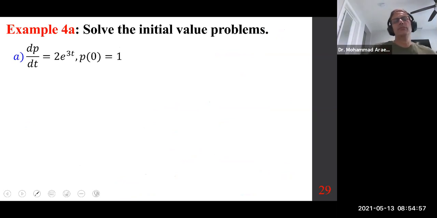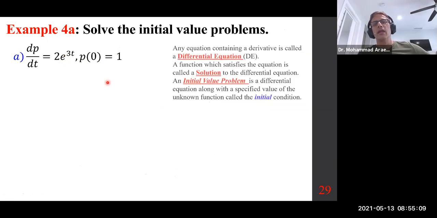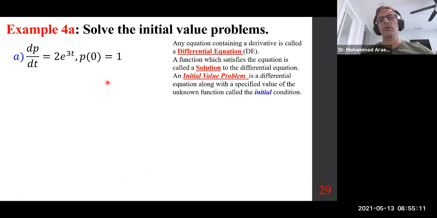Initial value problem. Basically, we are doing the same thing as before with an added bonus of a pair. So for now, we're going to ignore that, see how that works, and then I'm going to add that. So the definition is any equation containing a derivative is called a differential equation. A function which satisfies the equation is called a solution to the differential equation. An initial value problem is a differential equation along with a specified value of the unknown function called the initial condition.